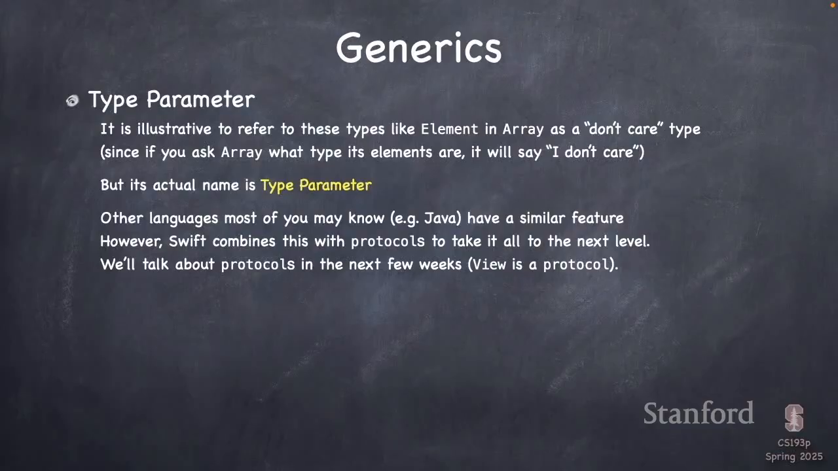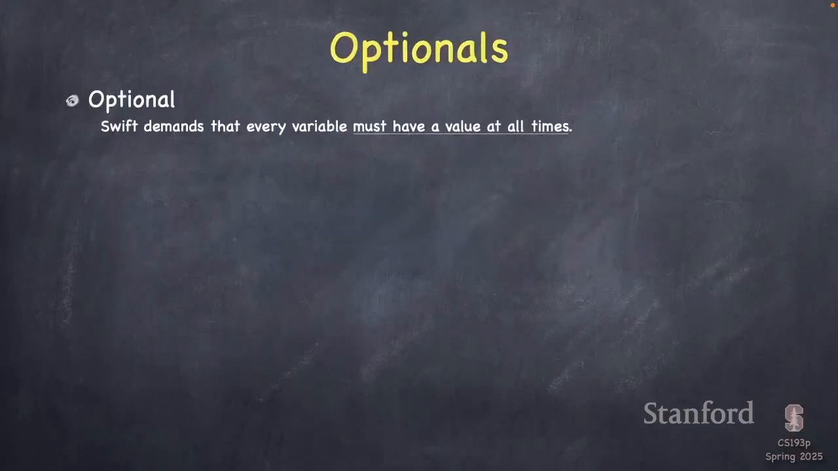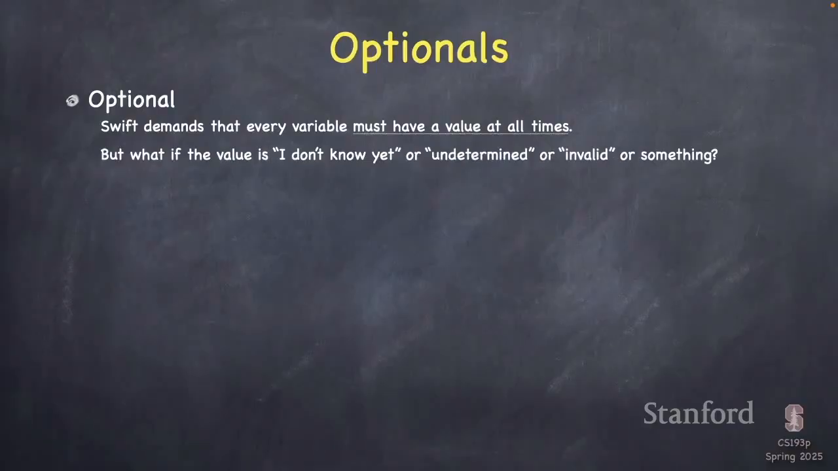All right, optional. I said this might be the most often used data structure in Swift because it's used in so many different cases. And it's used because Swift demands that every variable has to have a value at all times. Optional is for any time you have a variable who at some point in its lifetime, maybe at the beginning, maybe at the middle, maybe at the end of its lifetime, is in a state that's like undetermined or invalid or I don't know or something like that. That's what optionals are for, and it's just a type.